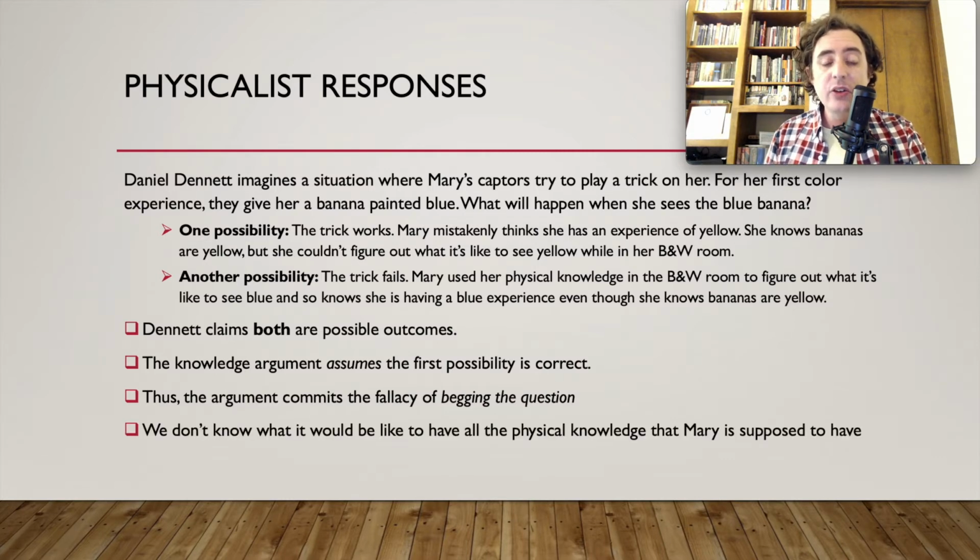And the idea here is just, we don't have all the physical knowledge, and so we don't know what it would be like to have all the knowledge that Mary is supposed to have in this thought experiment, and so we can't know if she would learn anything when she leaves the room and sees color for the first time, or if she wouldn't learn anything. Nonetheless, a lot of physicalists agree that there seems to be something strange about this. They think, I can't shake this idea that you would learn something by experiencing these things for yourself.